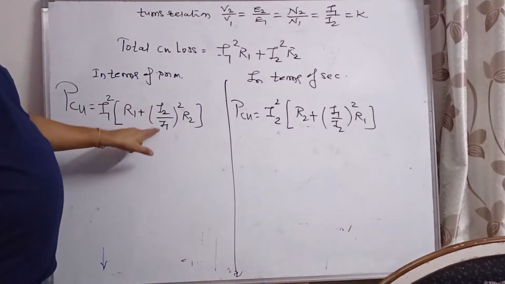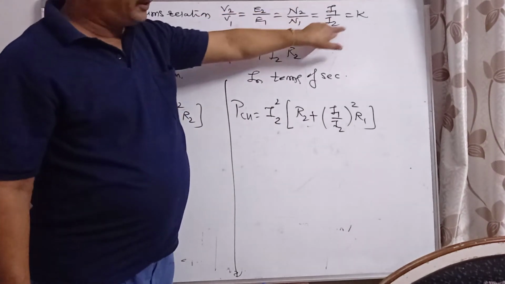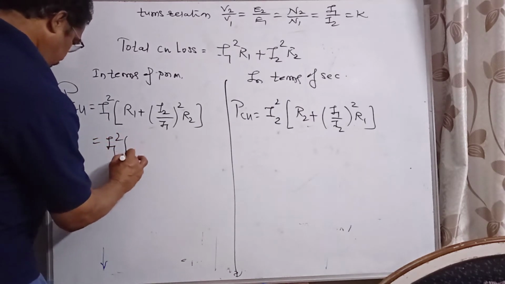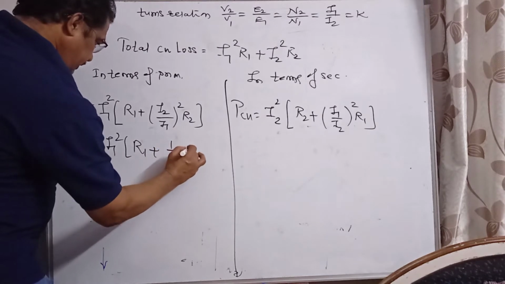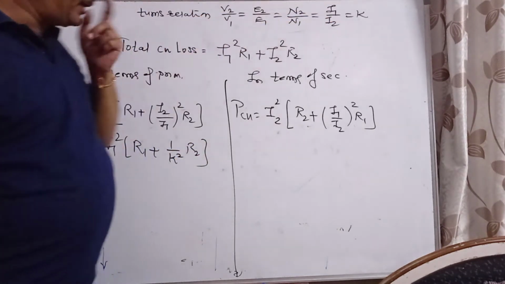So here, I2 upon I1 squared. So what is I2 upon I1? It will be 1 by K. So this is I1 square into bracket R1 plus 1 by K square R2. I2 upon I1 will be 1 by K square.